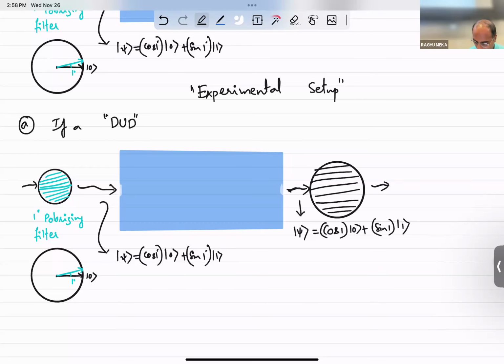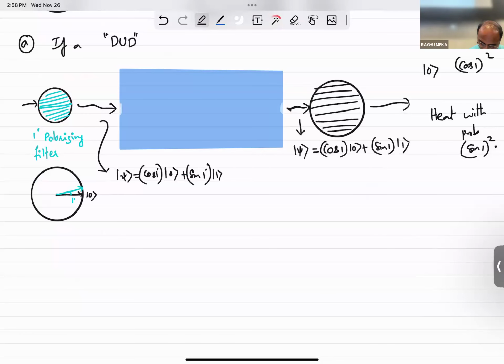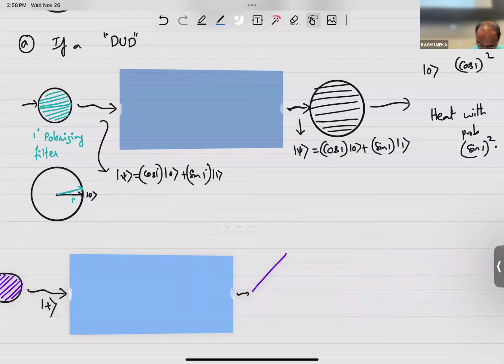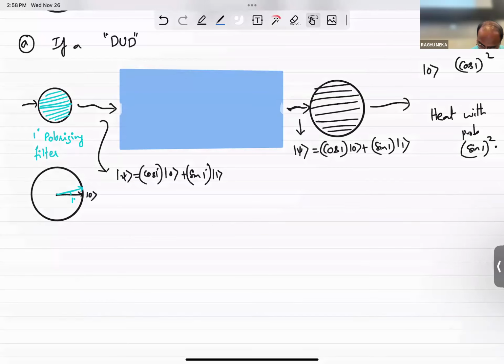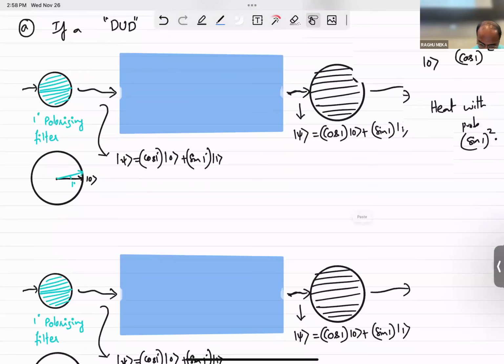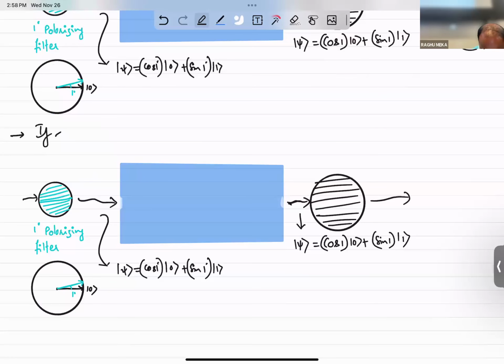Okay, and what do I get finally? I would get 0 with probability cosine 1 squared and heat with probability sine 1 squared. Okay. All right, on the other hand, if a bomb, what happens? The setup is the same, but what comes out here if it's a bomb?